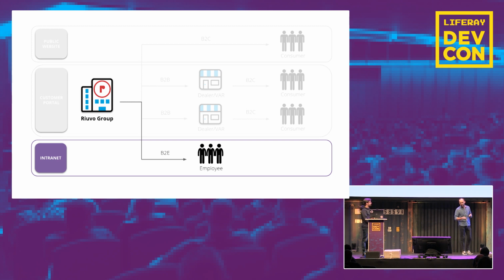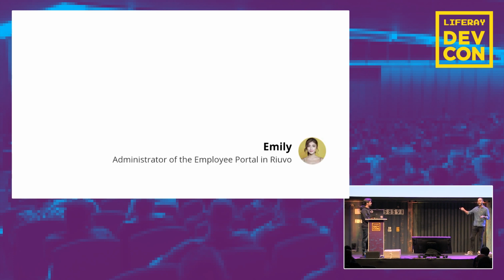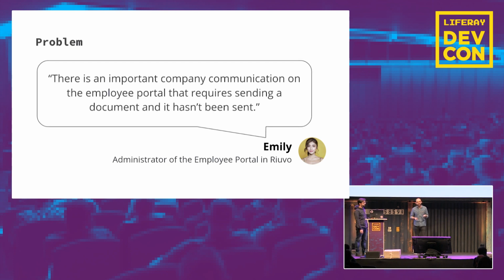So let's continue with the presentations. And now I'm going to introduce you to Emily. Emily is the administrator of the employee portal in Ryubo, and it's important to know that she's a non-technical user. And what's happening to Emily? Well, at some point, she's told that there's something wrong. There's an important company communication on the employee portal that requires sending a document, and it hasn't been sent. That's kind of weird for Emily, because that communication was published on the main page of the employee portal, a page that all the employees have to visit every day.